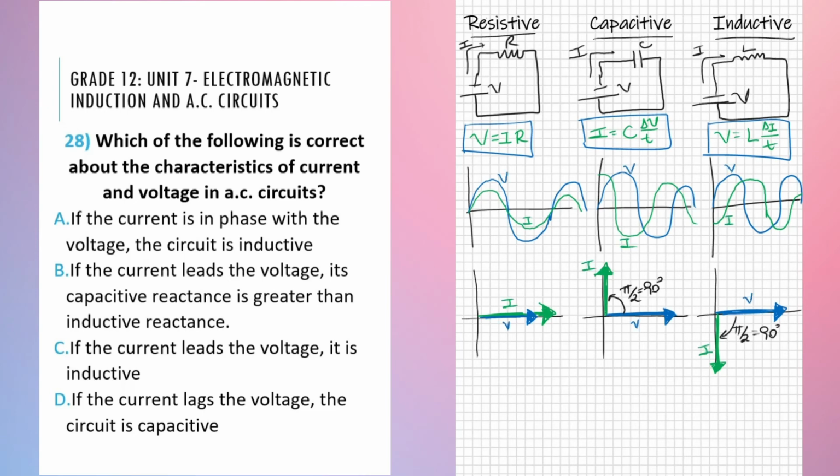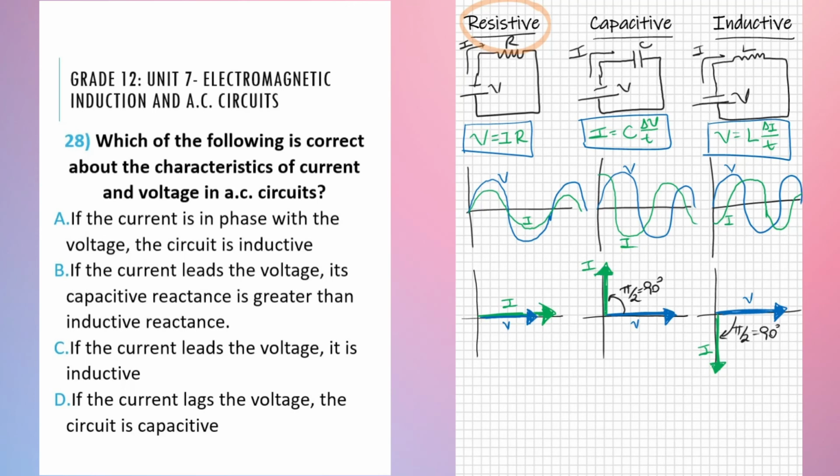Let's see the first choice. If the current is in phase with the voltage, the circuit is inductive. Well, no, we saw that if the current and the voltage are in phase, that is in fact a resistive circuit. Don't forget, in a resistive circuit, the current and voltage are in phase, so that can't be the correct answer.